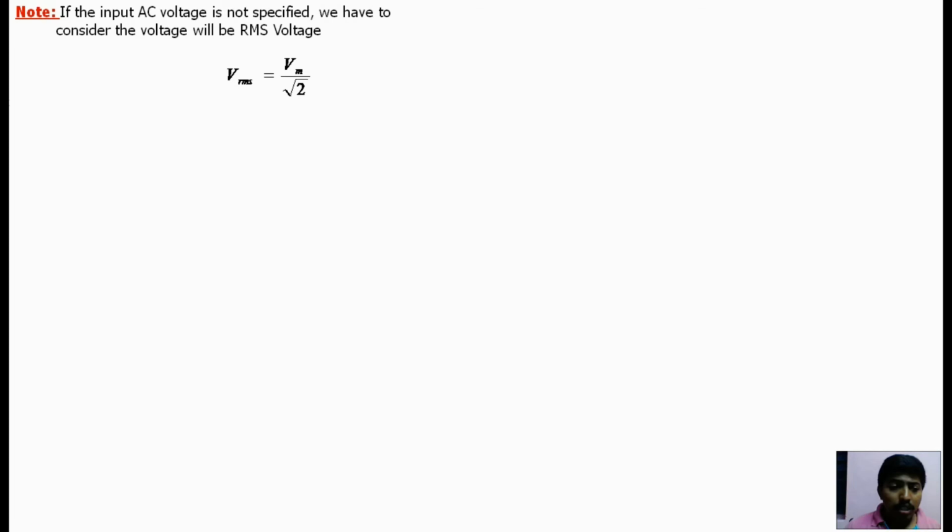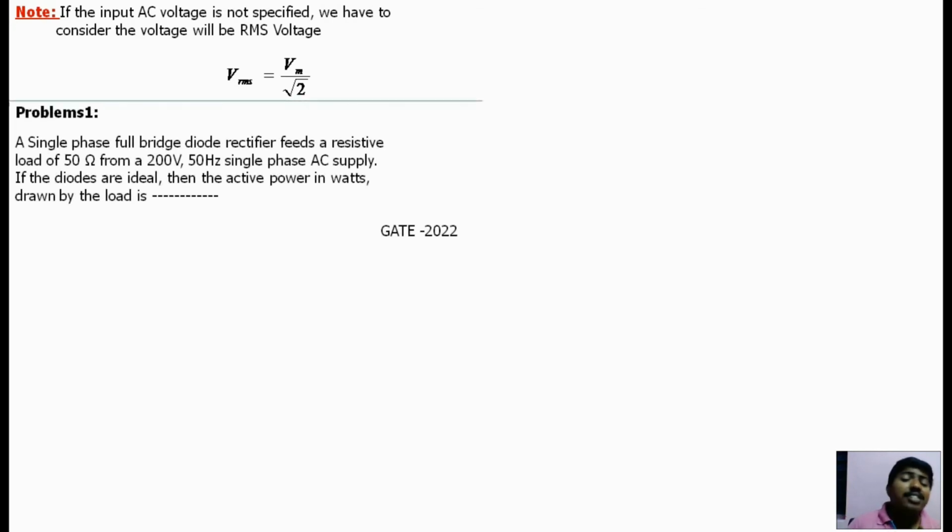The first problem was asked in GATE 2022 examinations, objective. A single phase full bridge rectifier is given, with load R equal to 50 ohm and input voltage equal to 200 volt, 50 hertz. We have to find the active power drawn by the R load. Here the 200 volt is not specified, so we consider it to be the RMS voltage, not the peak voltage. The power drawn by the R load is P equals V naught RMS square by R.